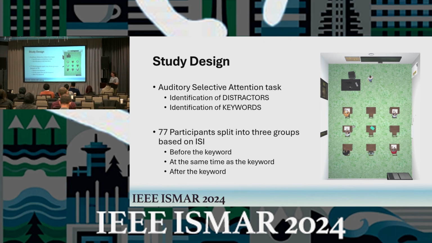For this study, I had 77 participants split into 3 groups based on the interval between the target and the competing stimuli, which is the ISI. So I had the first group with the distractors placed before the keyword, a second group where they were at the same time as the keyword, and another one where they were after the keyword.